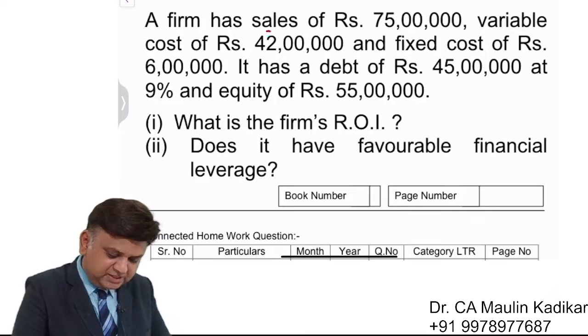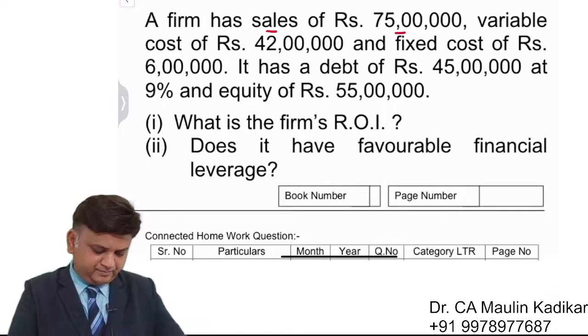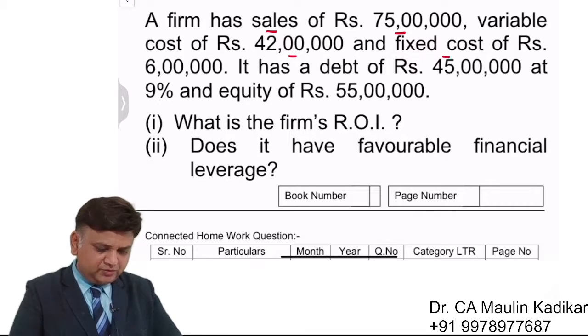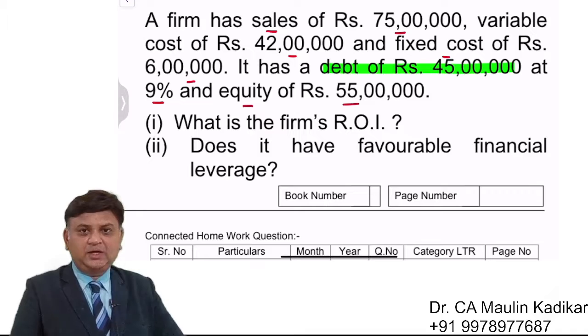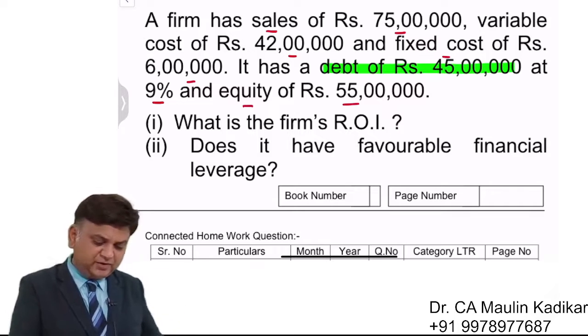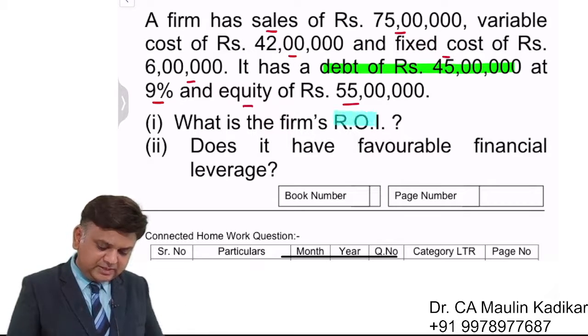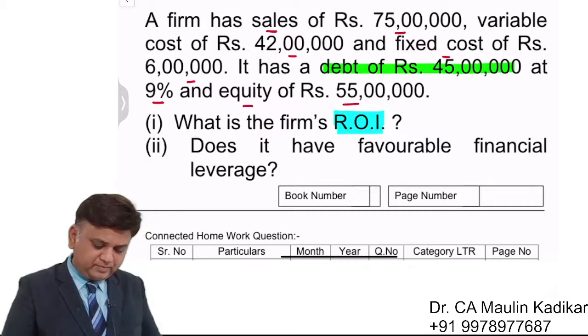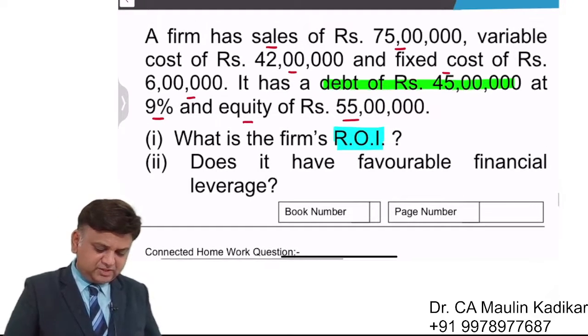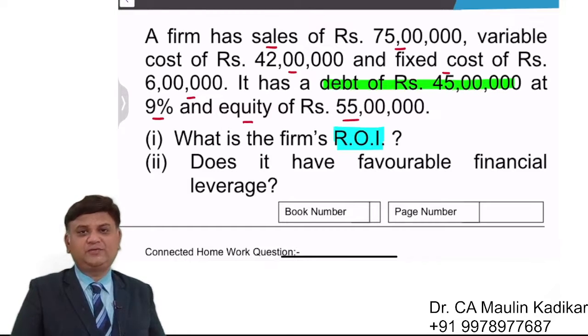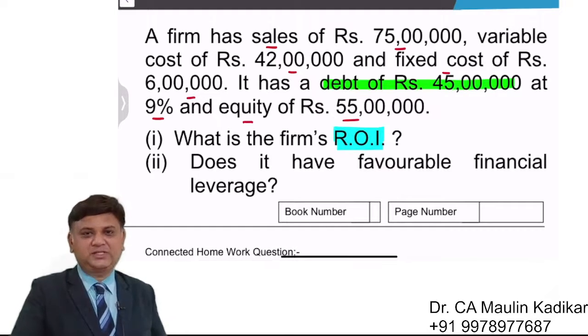A company has sales of 75 lakhs, variable cost of 42 lakhs, and fixed cost of rupees 6 lakhs. It has a debt financing of rupees 45 lakhs at the rate of 9% interest and equity of 55 lakhs. The first question is, what is the firm's return on investment? And then the second part of the question is there. I want you to compute the answer of the first question and please put your answer in the chat box.